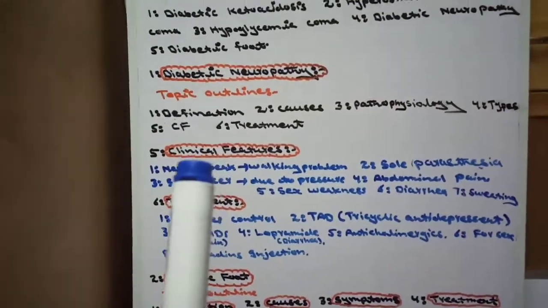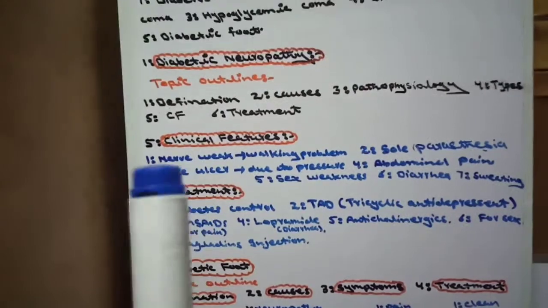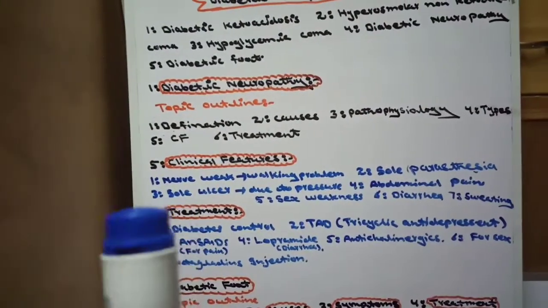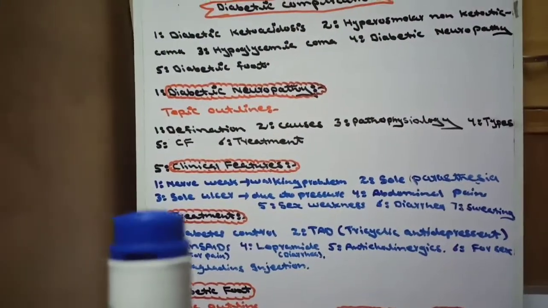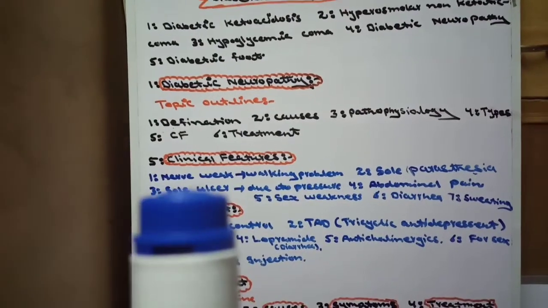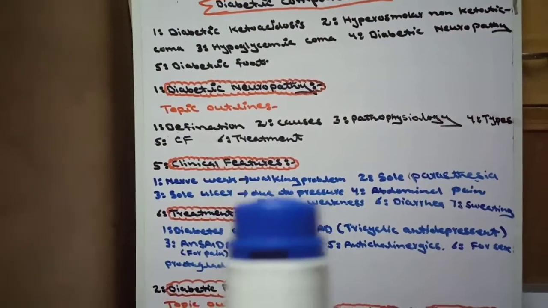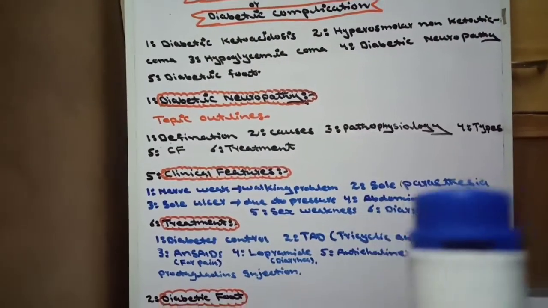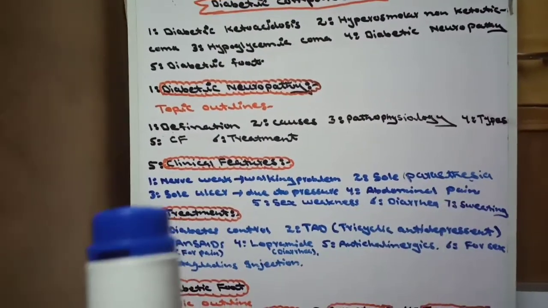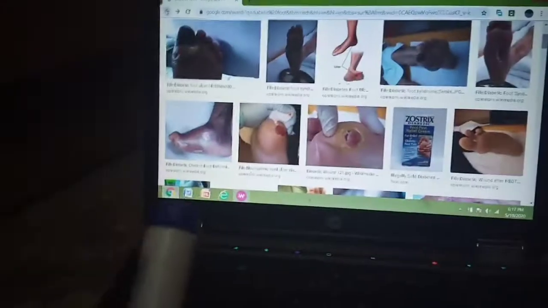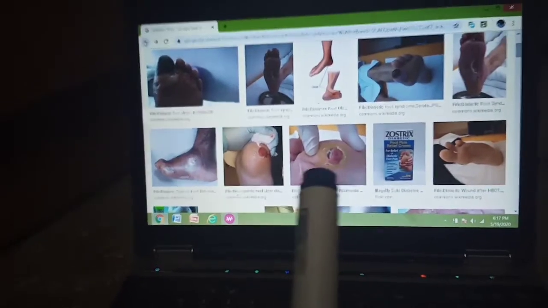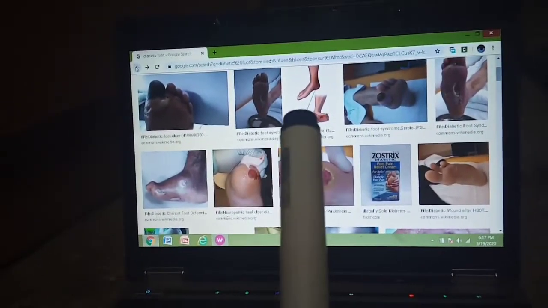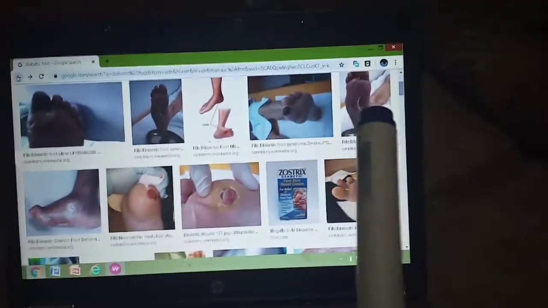Now the clinical features of diabetic neuropathy. In clinic, there are 7 clinical features of diabetic neuropathy. Number one, nerve weakness. When the nerve becomes weak, the patient will have walking problems. Number two, sole paresthesia. Number three, sole ulcer. This is the sole ulcer. Look, this is the sole ulcer.